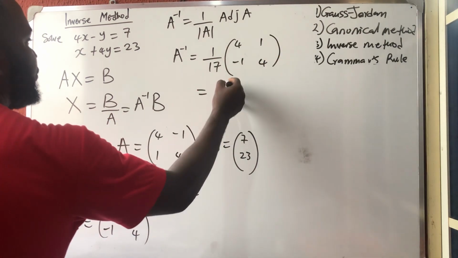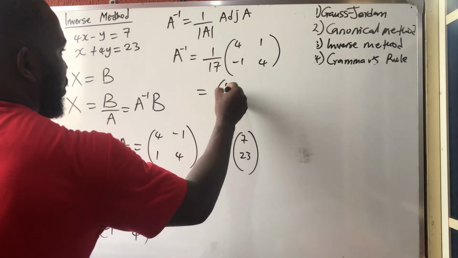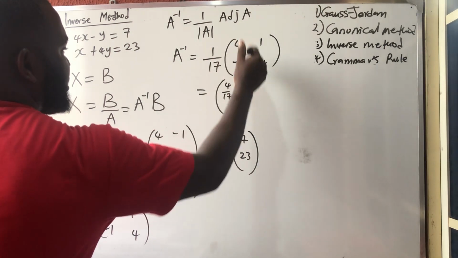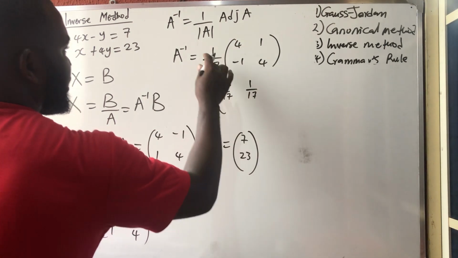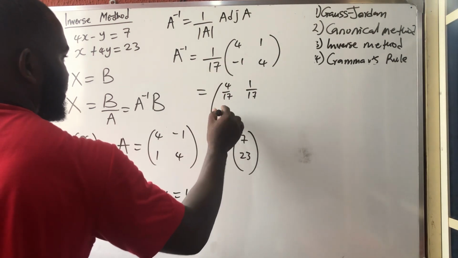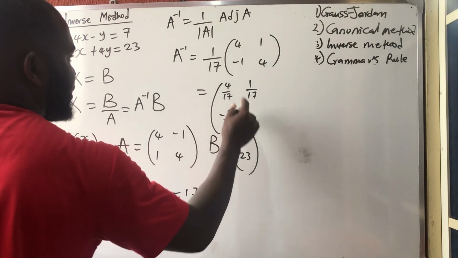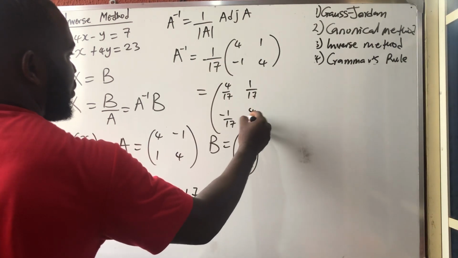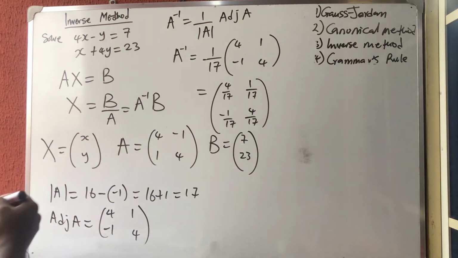Which will give you 4 over 17, 1 over 17, minus 1 over 17, then 4 over 17. So that is that.